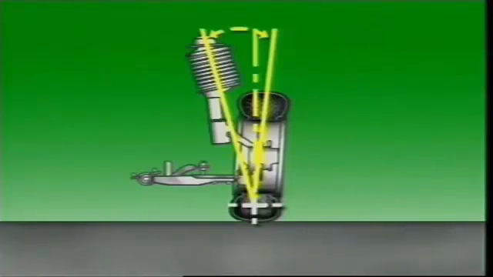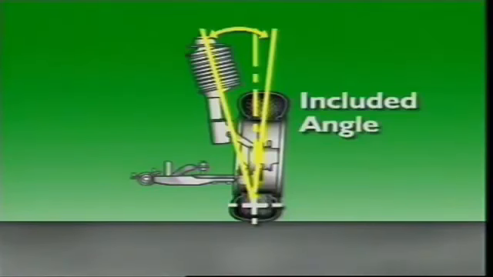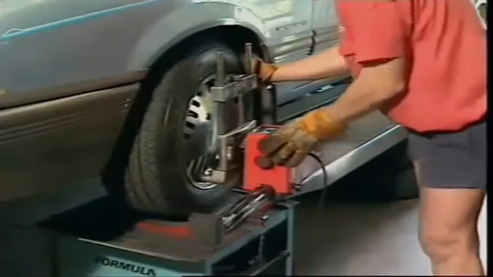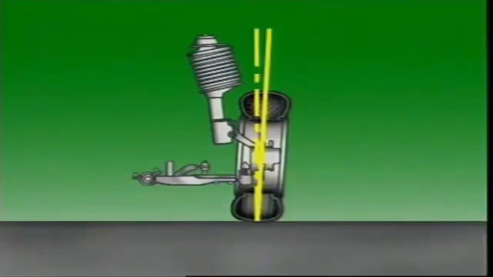The angle between the steering axis inclination and the camber line is called the included angle. It is a diagnostic angle. Since the steering axis inclination is not adjustable, if the camber angle is correct, then the steering axis inclination should also be correct. That is, it should match the specification.